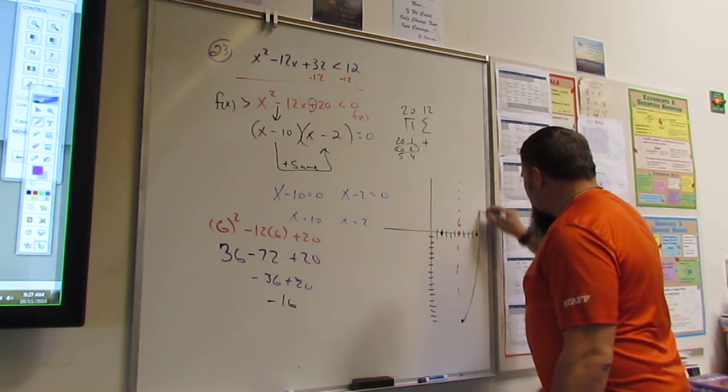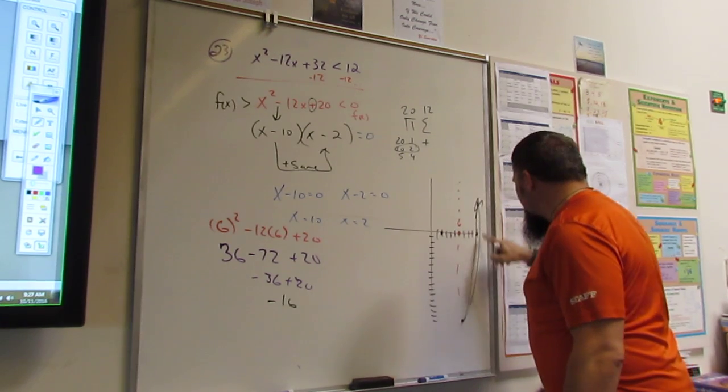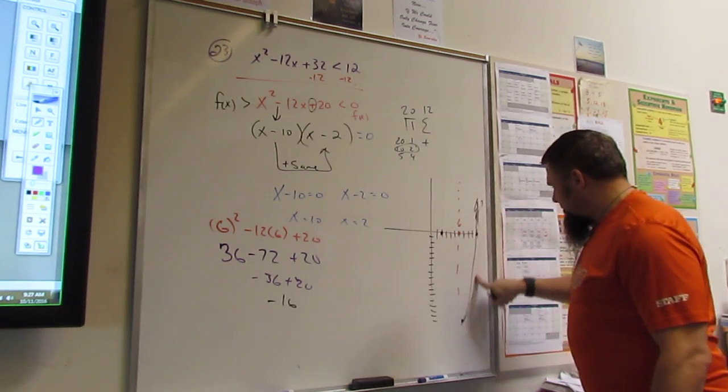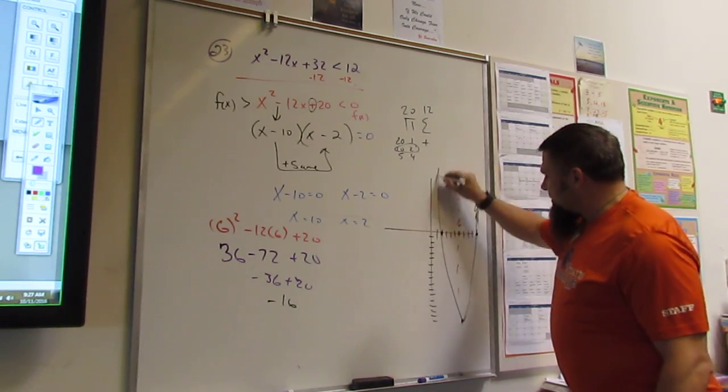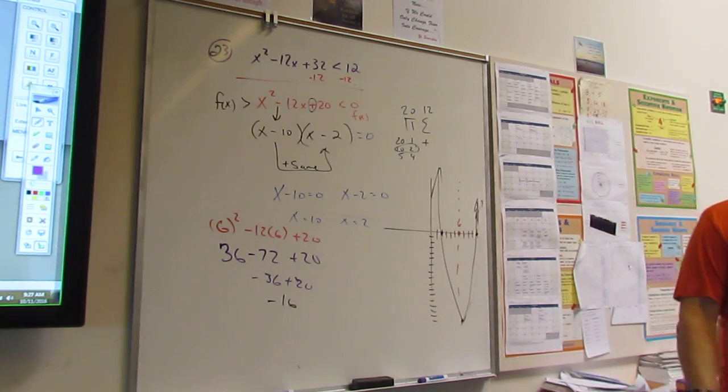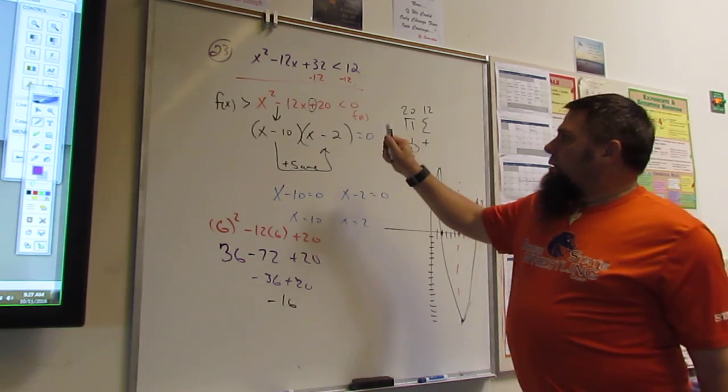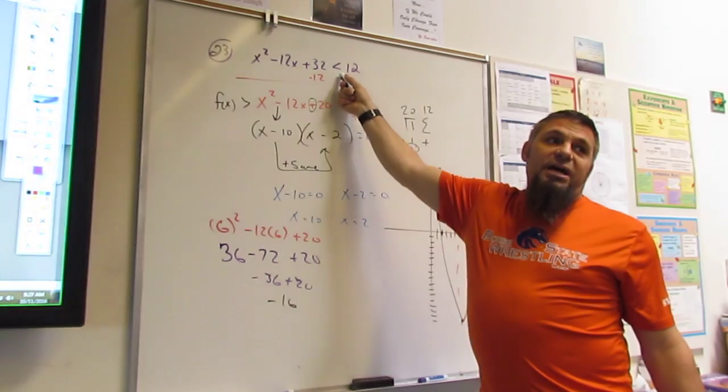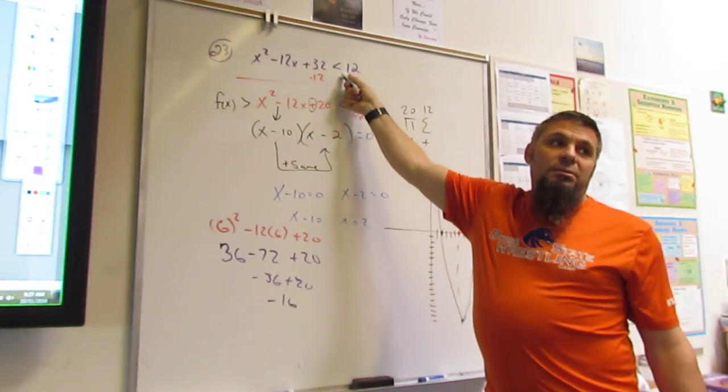Right? And then I have this graph. Sorry about that. It's more like this. Okay? Comes up like that. Now, is it solid or dotted? Dotted.